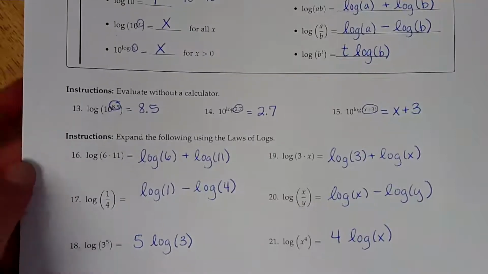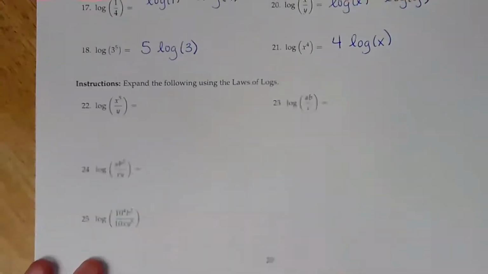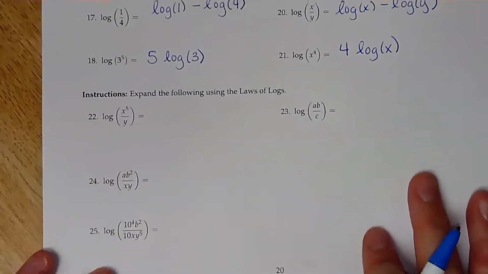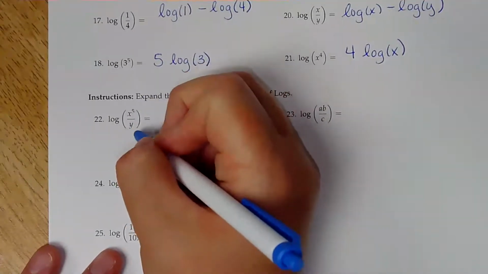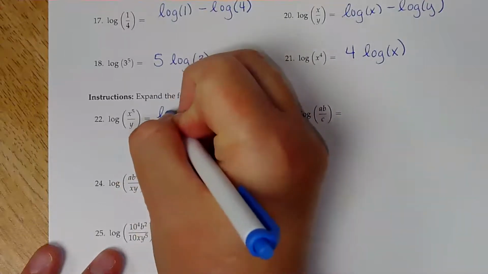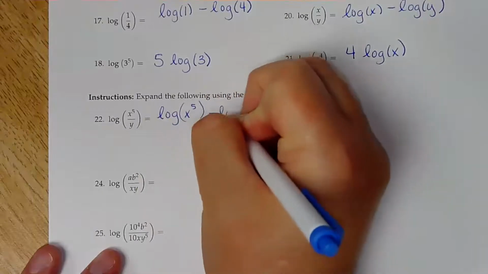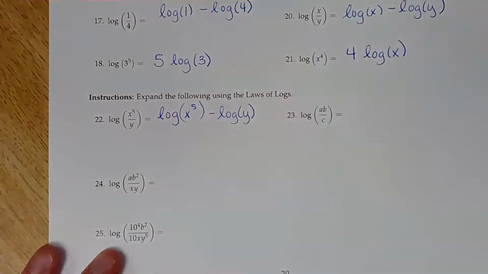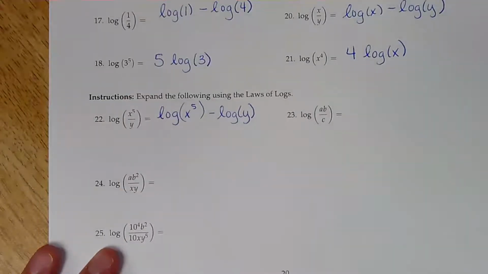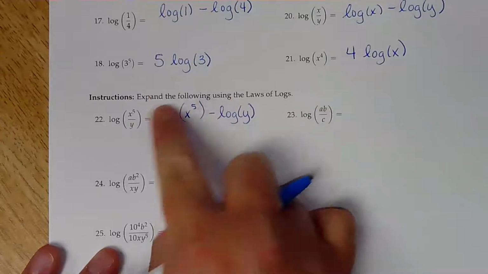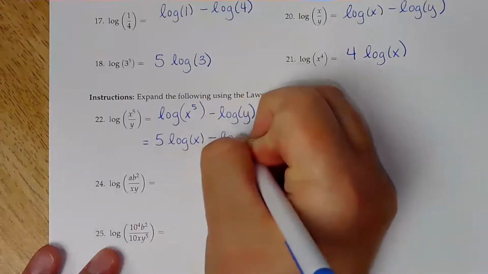All right, so now that we've got a good handle on those, 22, 23, 24, 25 are going to combine several of these rules together. So let's try some of these. Log of x to the 5th divided by y. So one of the things I can do right off the bat is split it into the log of x to the 5th minus the log of y. So I applied that division rule first because that was kind of the big piece there that was holding it together. And then I could bring this 5 down in front. So this is 5 times the log of x minus the log of y.